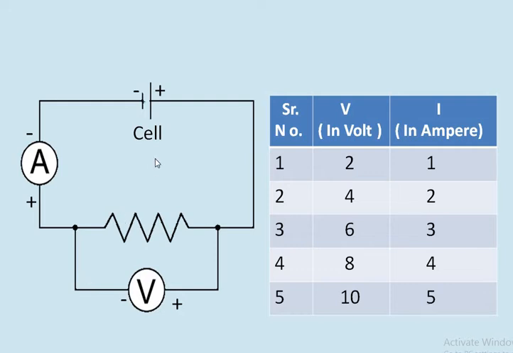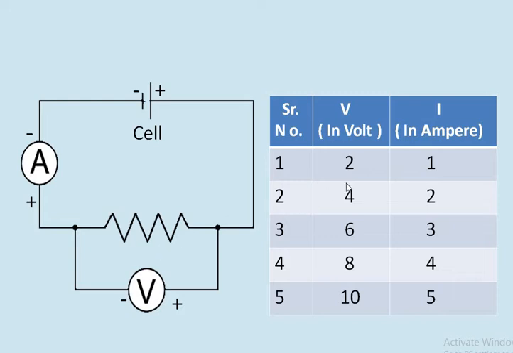By increasing number of cells here, we can increase the potential difference across the load. And suppose we keep increasing number of cells one by one. We record the observation first of all as we have recorded for 1 cell. Then we double it and record observation for 2 cell, 3 cell, 4 cell and 5 cells respectively, and complete this table.